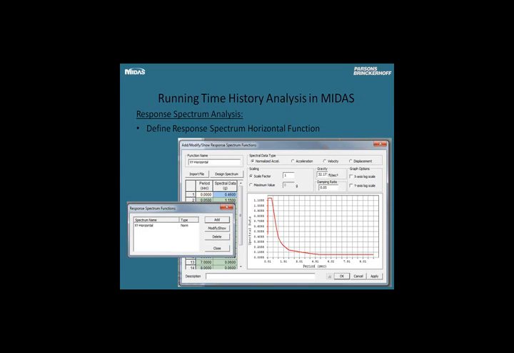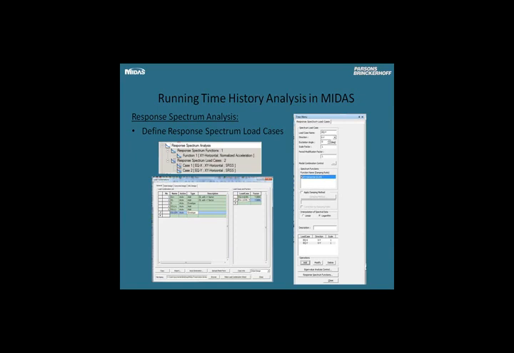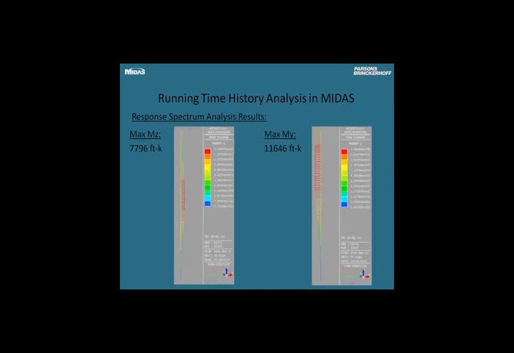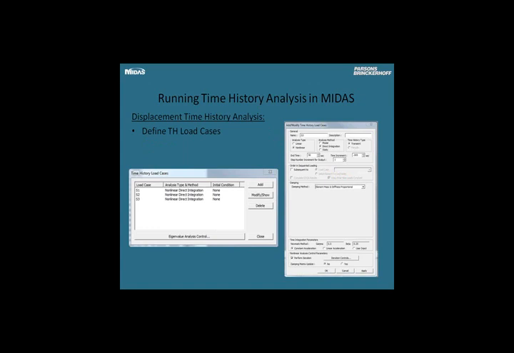Okay, so as I said, first we'll start off with a response spectrum analysis so that we have a means of comparing the two analyses. I just defined my response spectrum. I'm only defining it in the horizontal directions; I'm not defining a vertical response spectrum for this example. Then we define our load cases for both my x and my y seismic forces, and this is being done using the square root of the sum of the squares. As I said, it's perfectly reasonable to use that method. Okay, so our results: we end up with max bending in our drilled shaft of 7,796 foot-kips about the z-axis, and 11,646 about the y-axis.